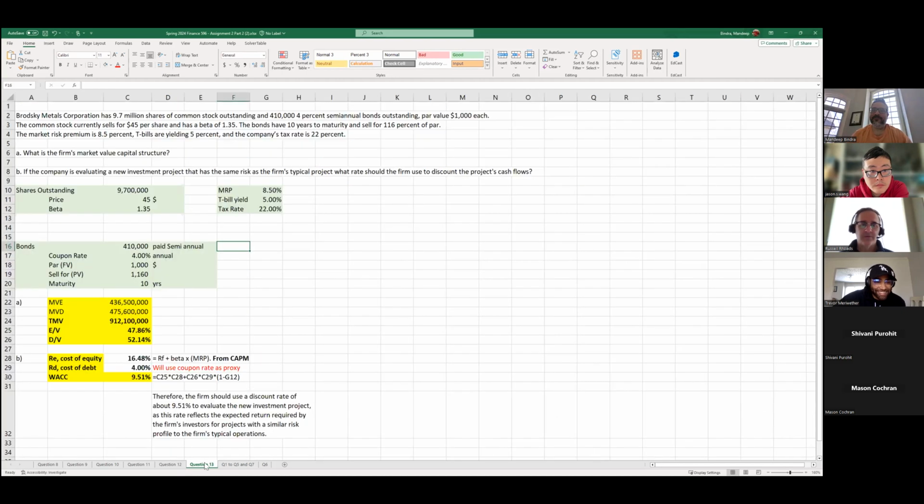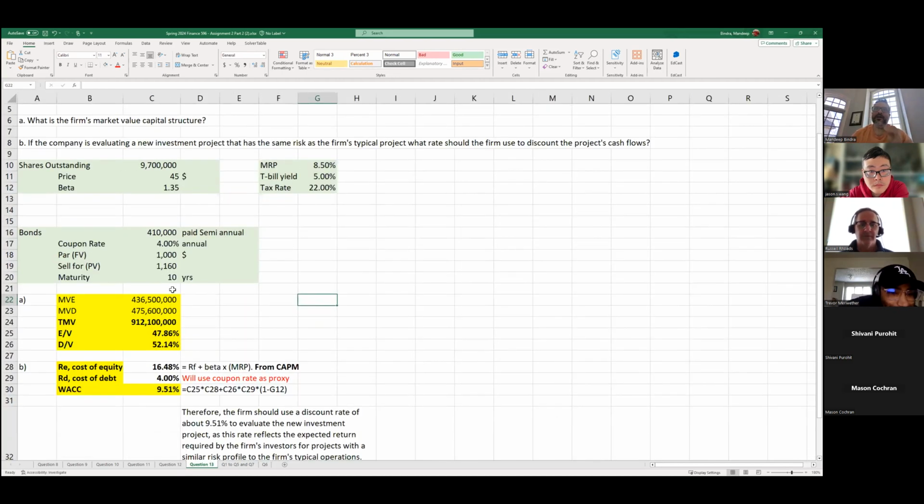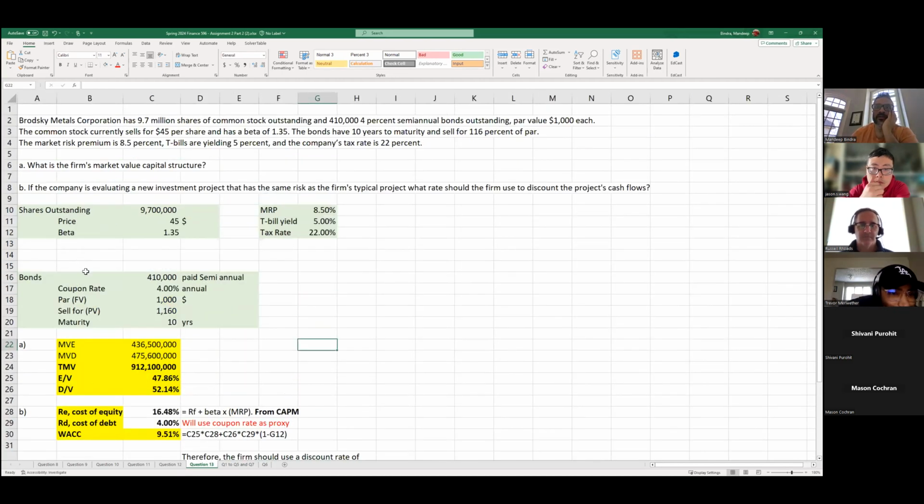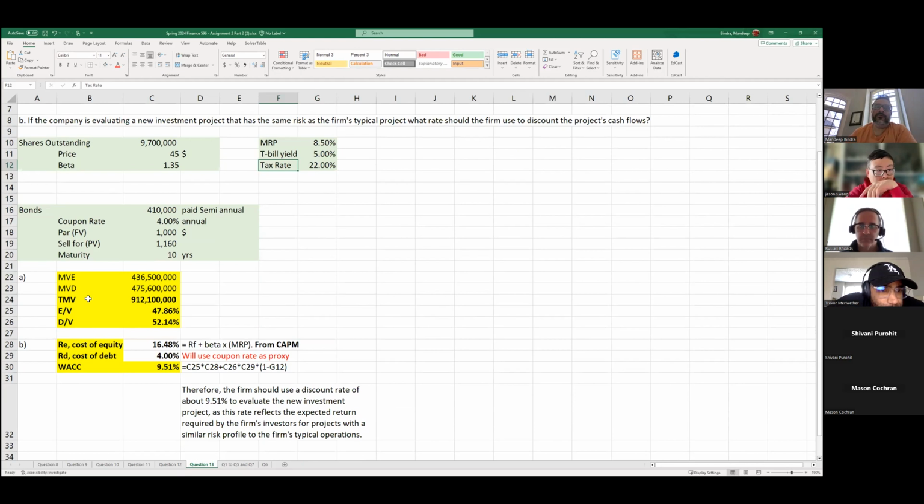So Brodsky Metals. I got the inputs all here. This is just calculating. It tells you the shares outstanding, the market risk premium, the risk-free rate, the T-bill, tax rate, bonds. And what I did here in part A was I looked at the market value of equity, market value of the debt, and the total market value, then the ratios of each one, equity to value, debt to value.